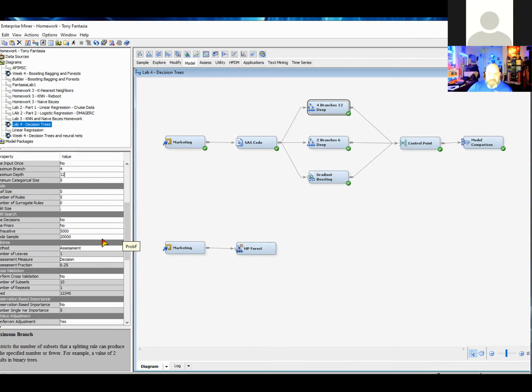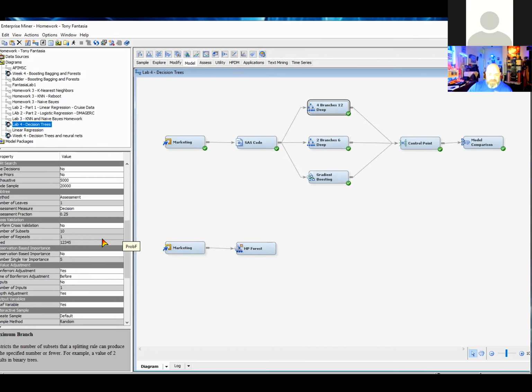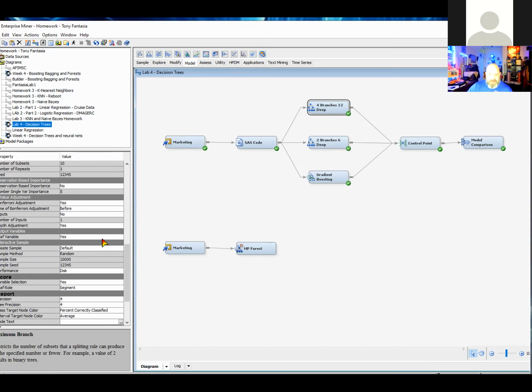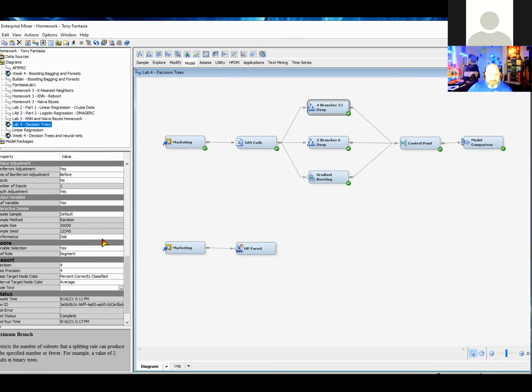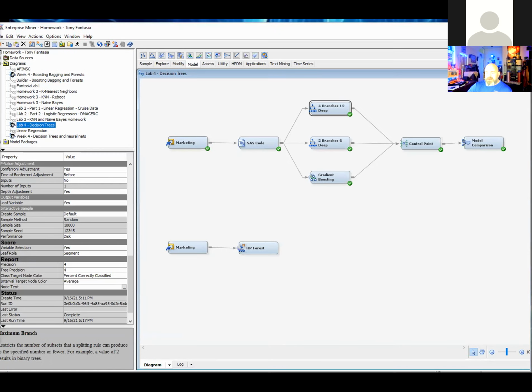I did not make any other changes. I'm not aware of any other changes that need to be made. Anybody else have anything that I should have done? I'm feeling all right about that.